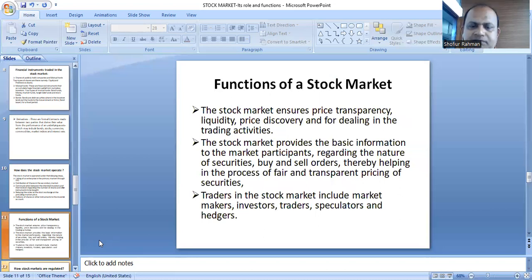Everything is transparent. The stock market provides the basic information to the market participants regarding the nature of the securities, buy and sell orders, thereby helping the process of fair and transparent pricing of securities. Traders in the stock market include market makers, investors, traders, speculators, and hedgers.